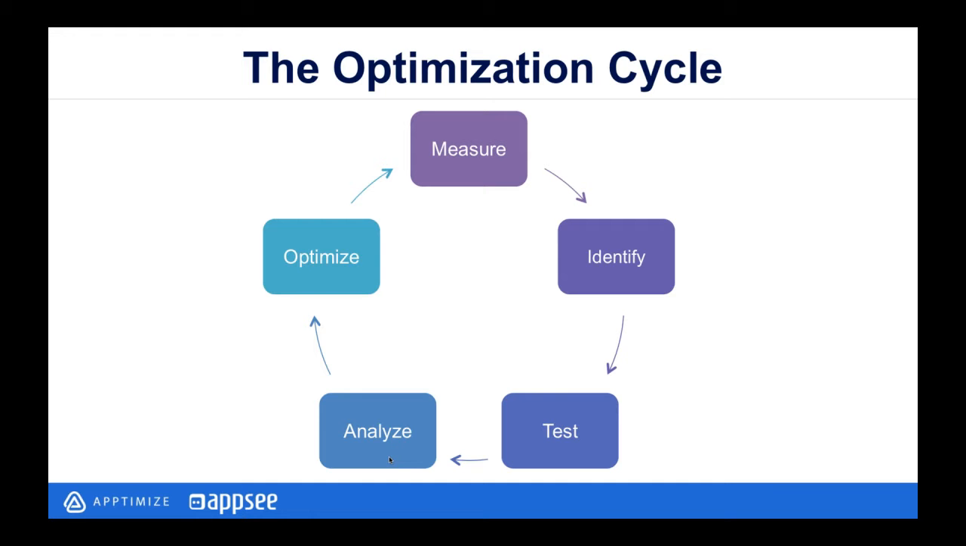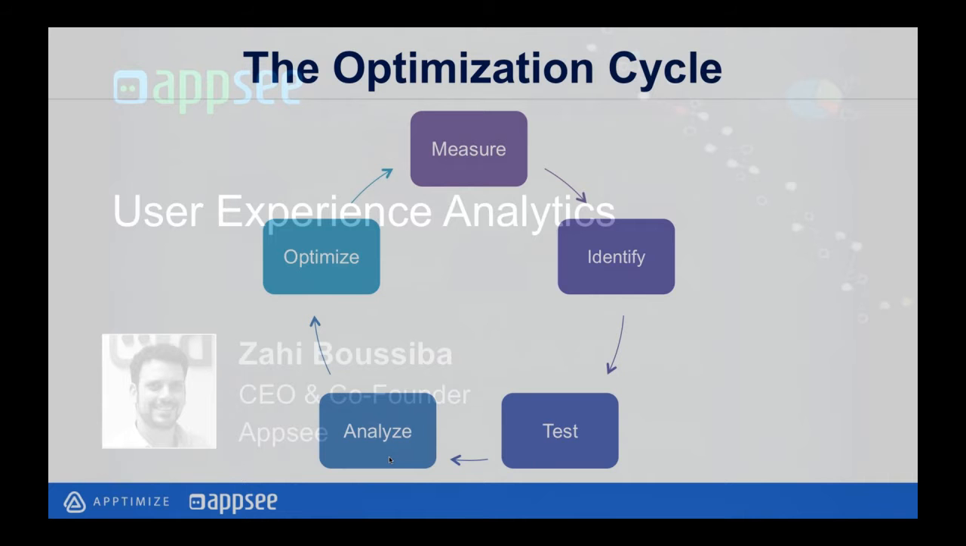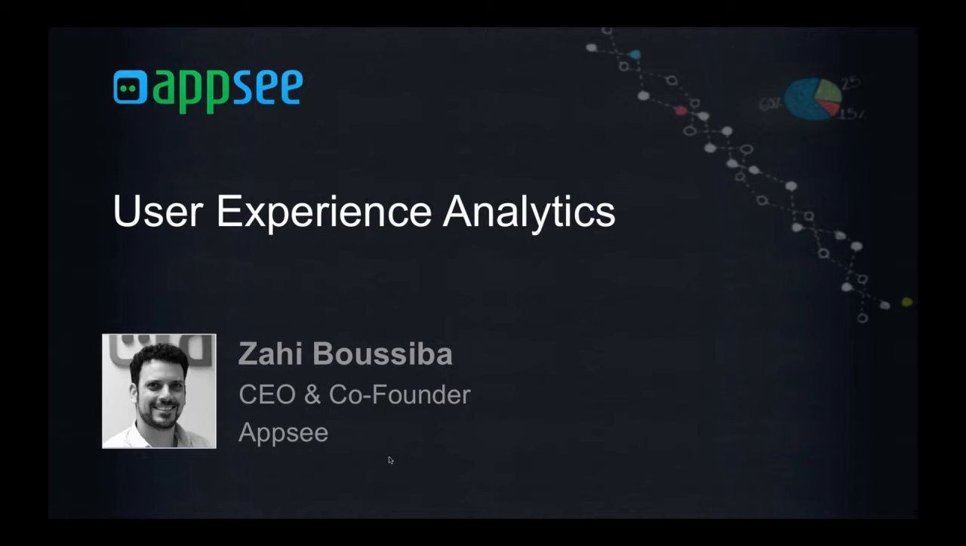So how do we go about creating a really good onboarding process? Well, all the top apps use something called the optimization cycle. It's a very methodical process that allows them to measure, identify, test, and analyze in order to optimize their app. They start out by measuring the different metrics of their app, identifying the possible pain points that they can help improve, testing it, and analyzing those test data to figure out if an improvement is going to help their app or not. So I'm going to go ahead and pass it back to Zahi, and he's going to tell you a little bit about user experience analytics.